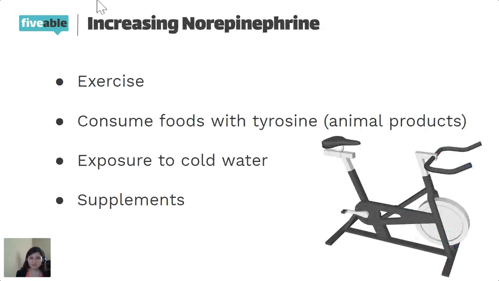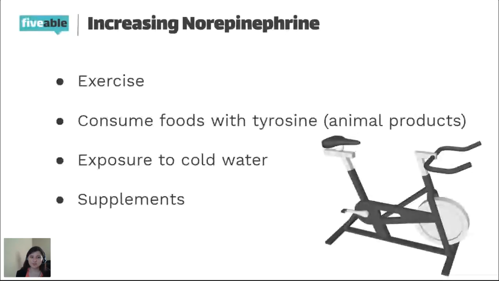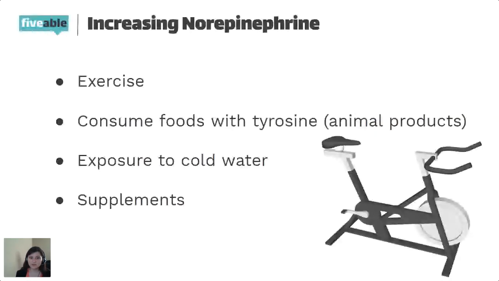Now, to increase your norepinephrine, you should exercise and consume foods with tyrosine, such as animal products like fish, poultry, dairy, etc. Exposure to cold water also helps, which is more of a short-term thing, but if you need some of that on the fly, just splash some cold water on your face or take a cold bath. And then you can also use supplements.